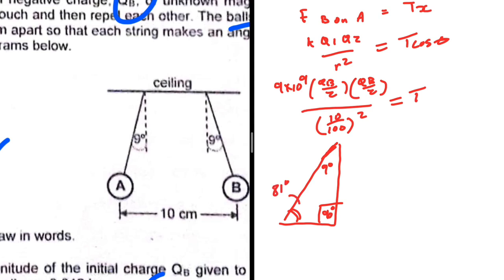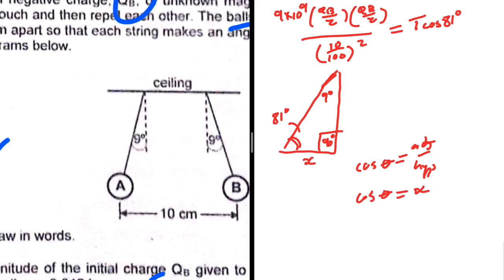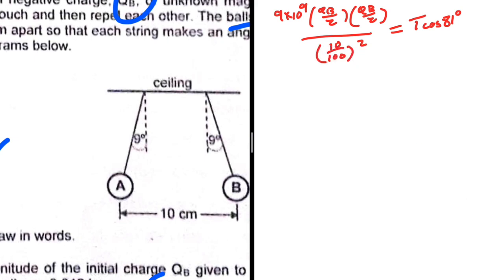So in order to find the x component of the tension, we're going to say T cos of 81 degrees. That is going to allow us to find the x, because we know fully well that cos of theta is equal to the adjacent over the hypotenuse. So cos of theta is equal to the adjacent, which is x, over the hypotenuse, which is the tension. This is Tx, by the way. So we have Tx being equal to T cos of theta, as you can clearly see. So this works. Right, let's delete that and carry on.